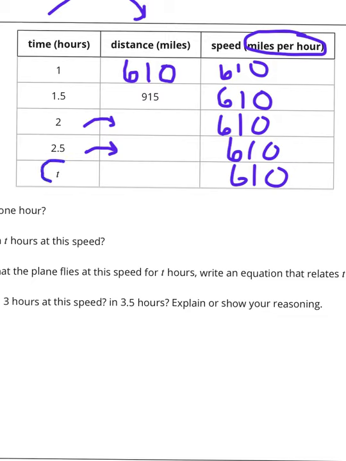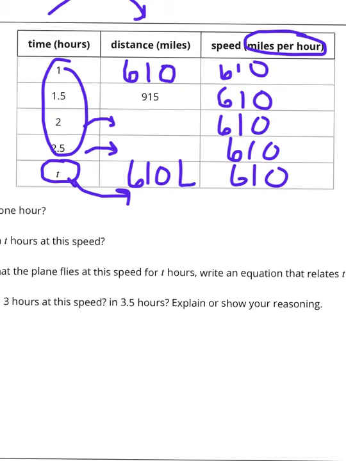The last one is the more interesting one. Whatever this number is, we're taking it and multiplying it by 610. And again, the way I write that is 610t. That means 610 miles times the number of hours that the plane is traveling.